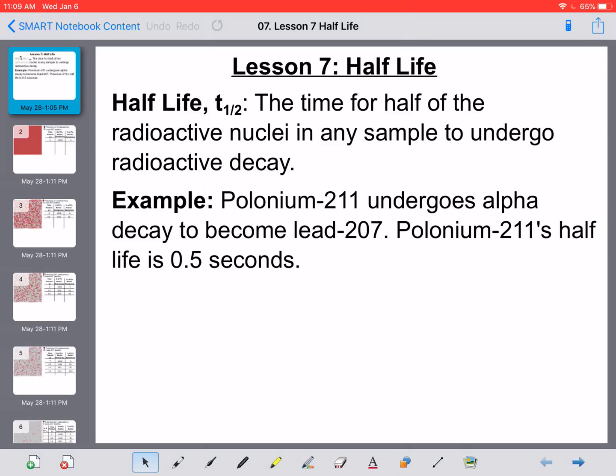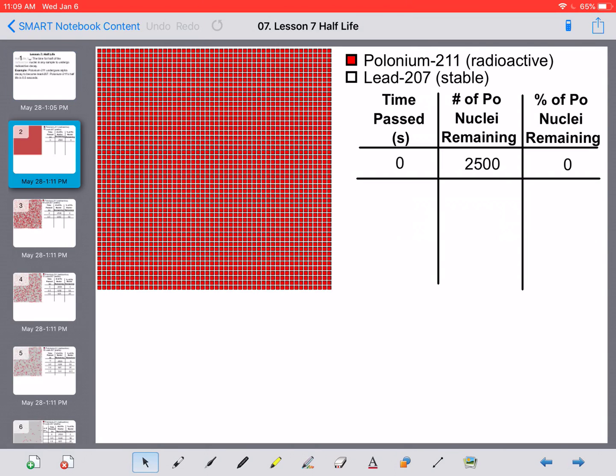So polonium-211 is a radioactive nucleus. It undergoes alpha decay, and when it does this, it becomes lead-207. And polonium-211's half-life is approximately 0.5 seconds. So suppose here that we have a sample of polonium-211. So this is our sample.